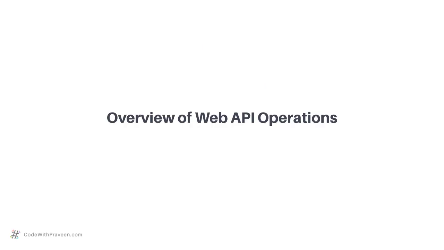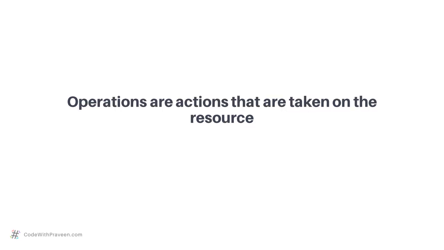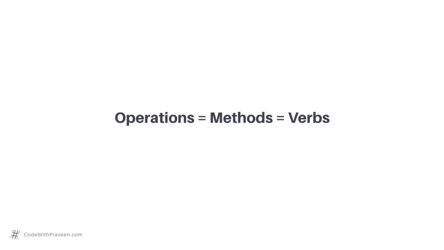In this lecture, we will look at some of the common HTTP operations which are predominantly used by most API developers. First, what are operations? Operations are actions that are taken on the resource. In the previous example, the course was the resource. The actions that you are going to take on that course resource are referred to as operations. Note that operations are also called verbs or methods.